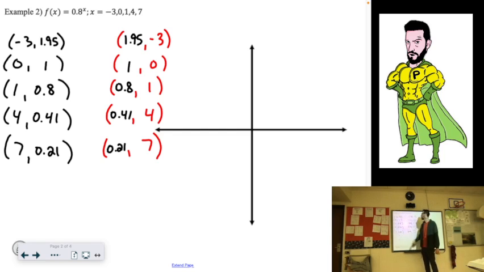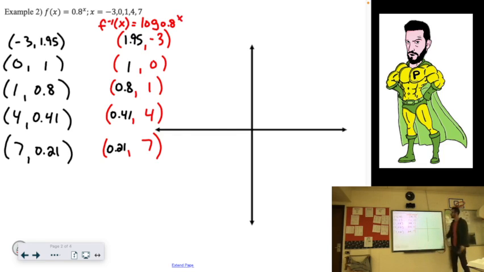Here's our exponential graph, and then the inverse would be the logarithmic graph. So we could write that equation as f inverse of x equals log sub 0.8 of x. All right, great. We have to make sure all these coordinates are included. The highest number I see there is 7, so we have to make sure that on every axis we go to at least 7. I'm going to make it 8 because 8 is pretty easy to divide from there.